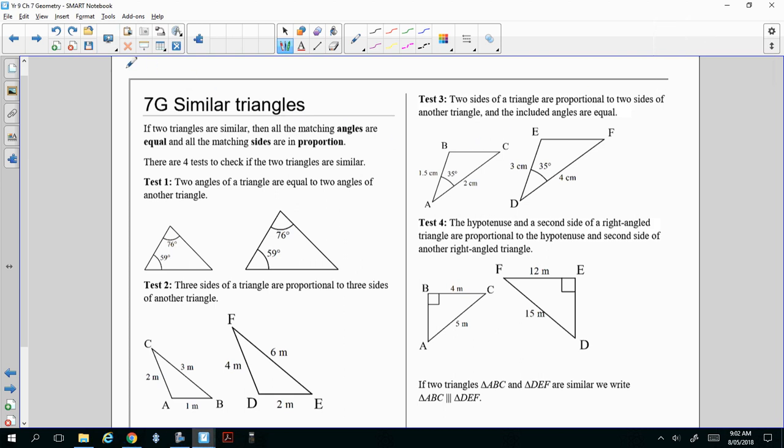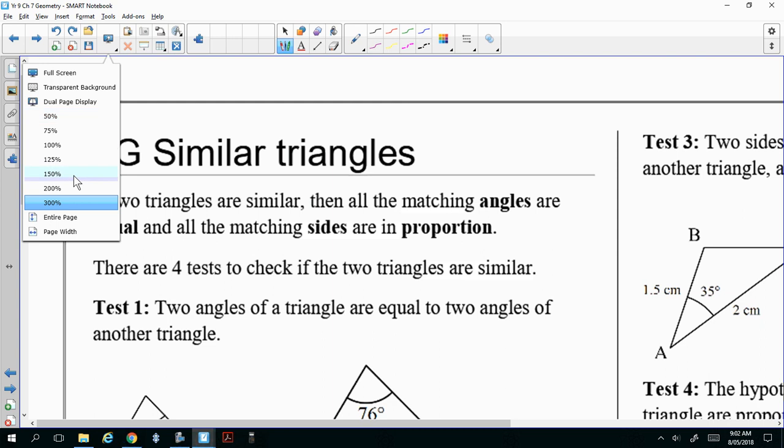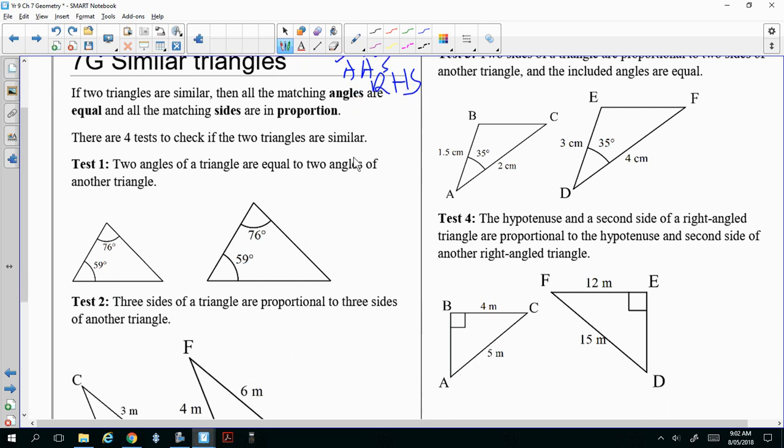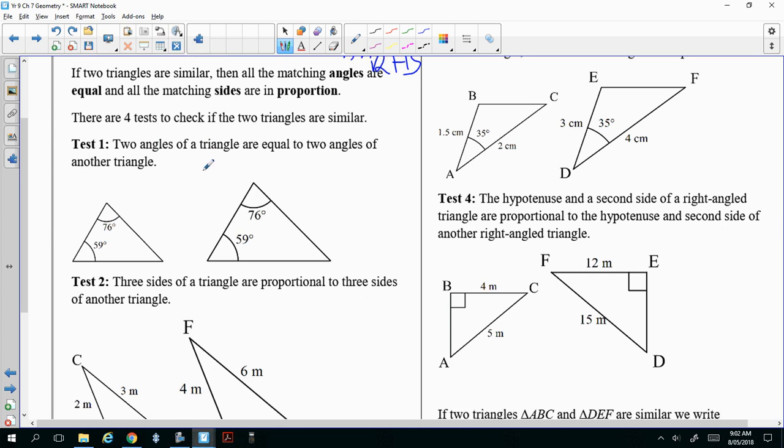So, like congruent triangles, there are 4 tests. Let's recap what the 4 tests are: SSS, SAS, AAS, and RHS. It's very similar to the congruent test. So let's explore these. There are 4 tests in similar triangles.